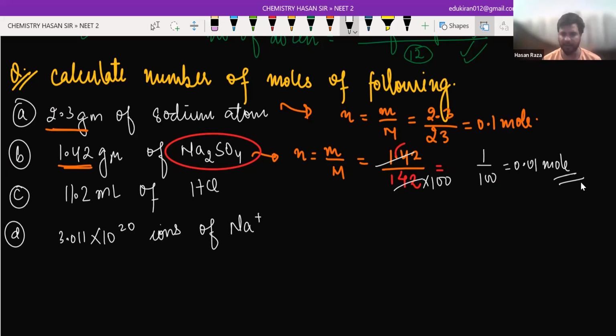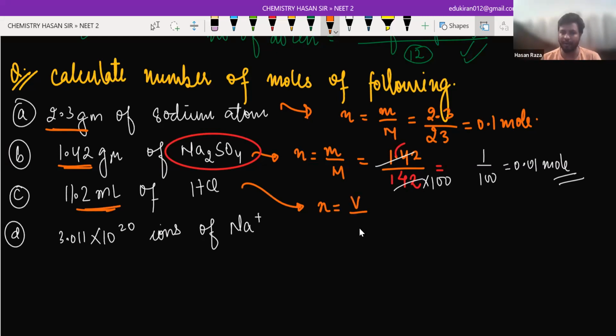So for calculating the moles using molar volume, when the volume is given, do we take the volume in liters or milliliters? Will it be specified? Very good question. You can see 11.2 ml of HCl is given. That means basically volume is given, so you are going to apply this formula.